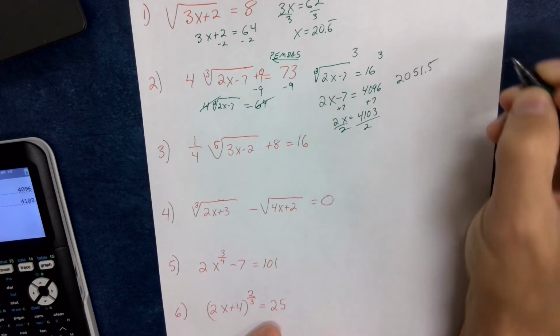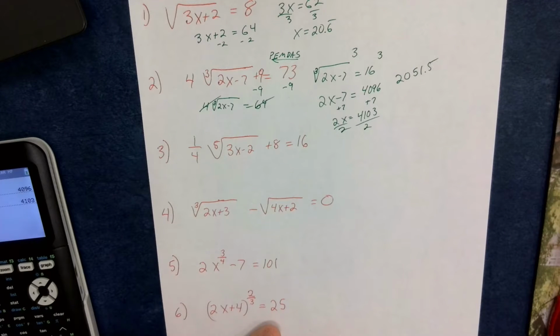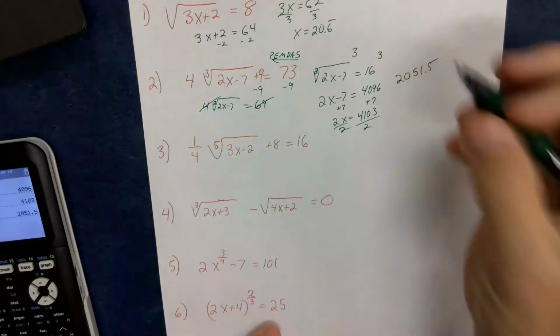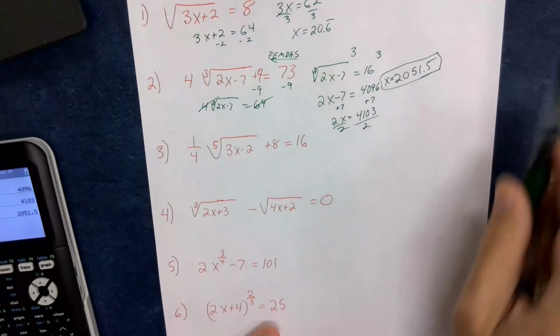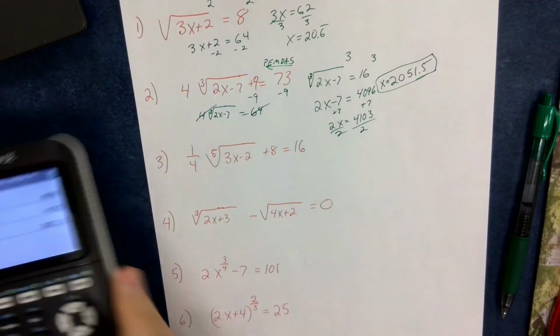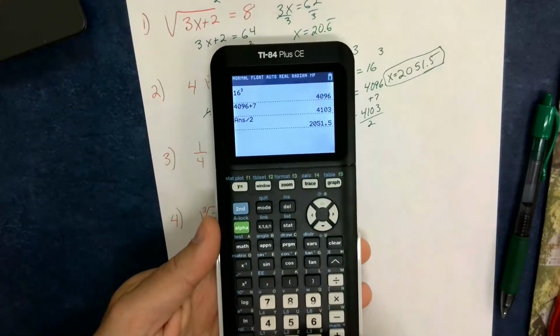2051 and a half. Double check that. Yeah, I got it. So that's what x equals. Okay, at least it's supposed to equal that. So I'm going to show you another thing on the calculator that I want you to get better and better at.